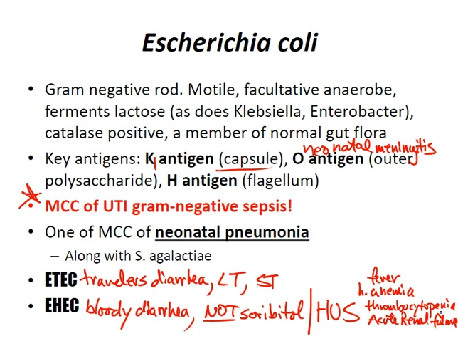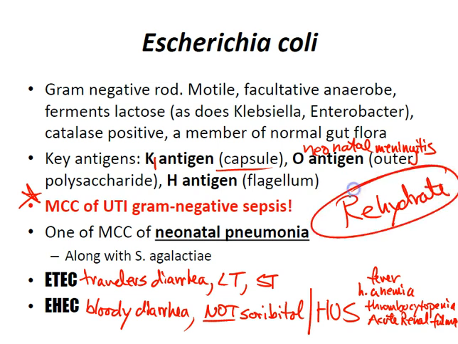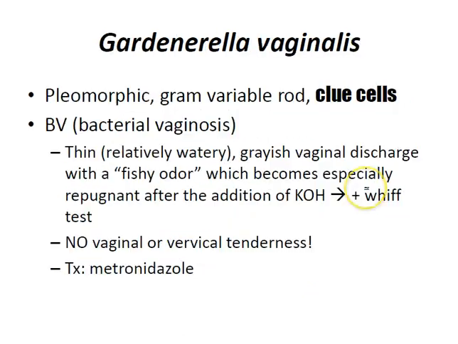It's associated with undercooked hamburger meat. So you get outbreaks from contaminated spinach and cookie dough in recent years. So what do you think the treatment for this is? Rehydrate. That is the treatment. Rehydrate them. Replenish the electrolytes they've lost. So that's E. coli. So what about Gardnerella vaginalis?